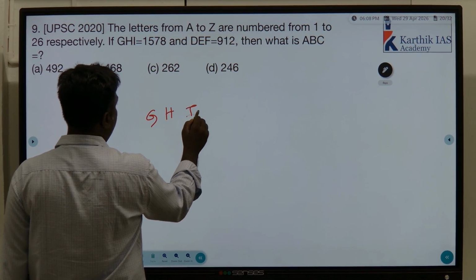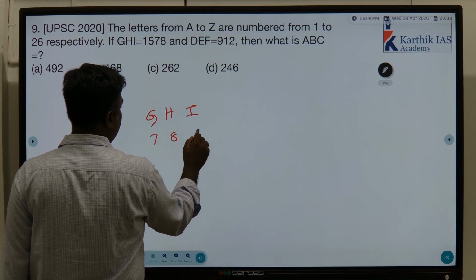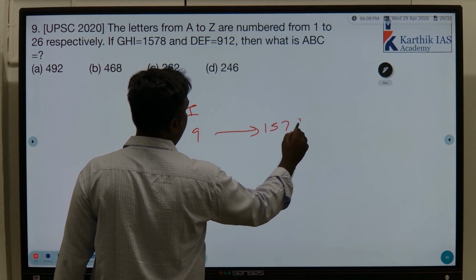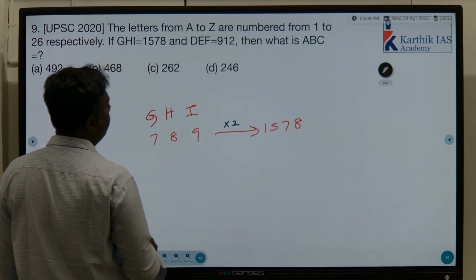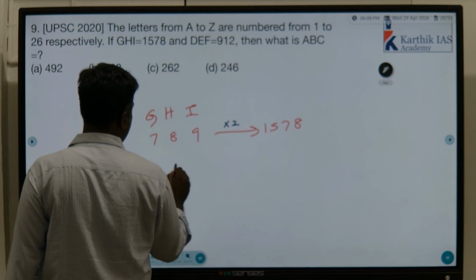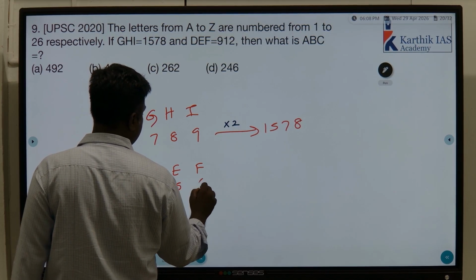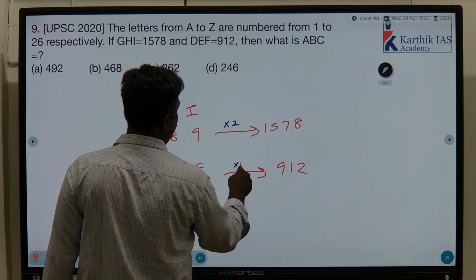GHI. We know that E, F, G, H, I, J, so 7, 8, 9. Right? But they code it as 14, 16, 18. It's just a double. Understand? So similarly, D, E, F is 4, 5, 6, which becomes 8, 10, 12. So it's just a double.